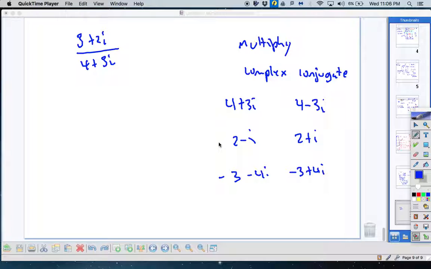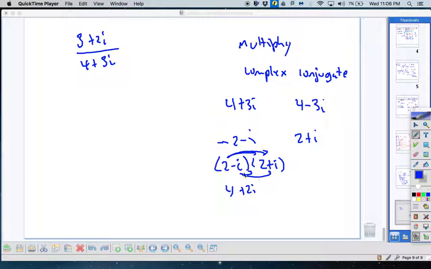So let's use the simpler example, this one, and let's see what happens when we multiply these together. So we've got 2 minus i, and we're going to multiply it by 2 plus i. We use the distributive property. So we get 2 times 2 is 4. 2 times i is 2i.